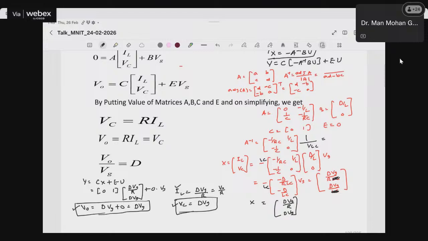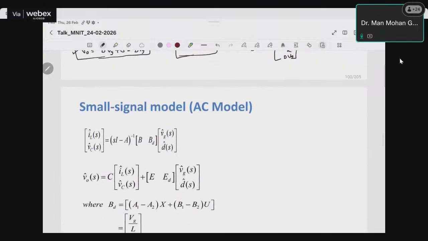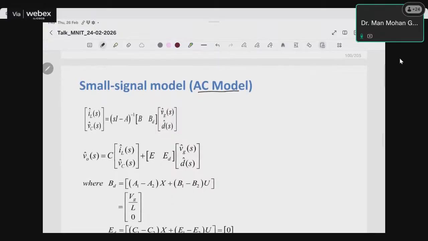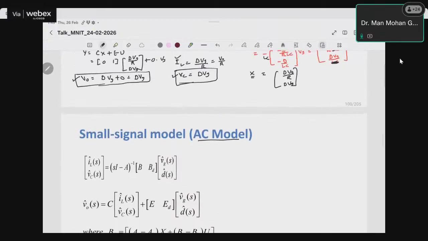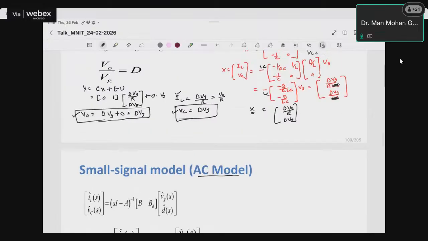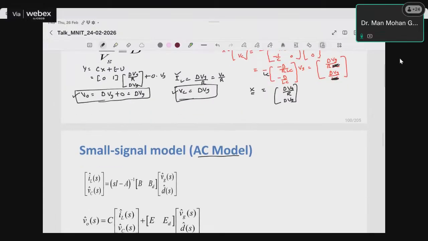Okay. So from here, we got the value of x and y, right? And these x and y may be used later on in our small signal model. So now the next step is to find the small signal model or AC model, which is given by the next formula which we had: x of s equal to (sI minus A) inverse into B into u of s. This was the formula, right?